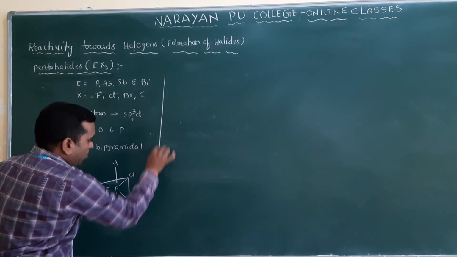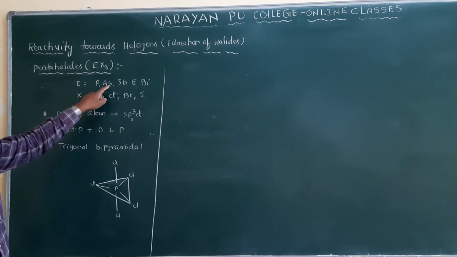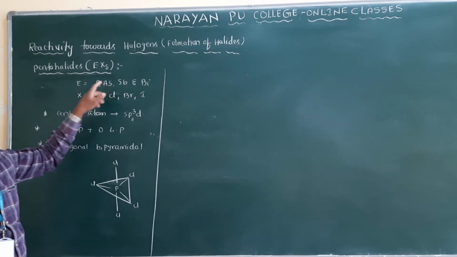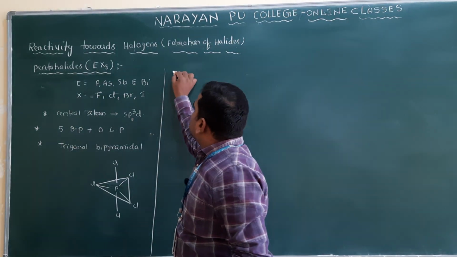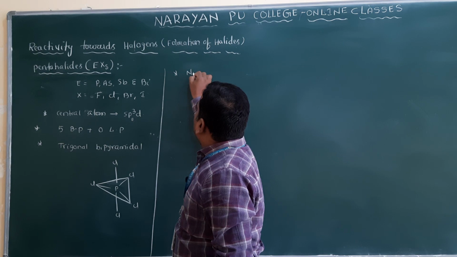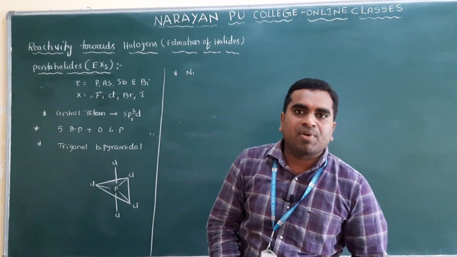A very important point: have you observed that I have written E is equal to phosphorus, arsenic, antimony and bismuth? I have not written nitrogen here. Why? Because you already know that nitrogen cannot form pentahalides. Why can nitrogen not form pentahalides?